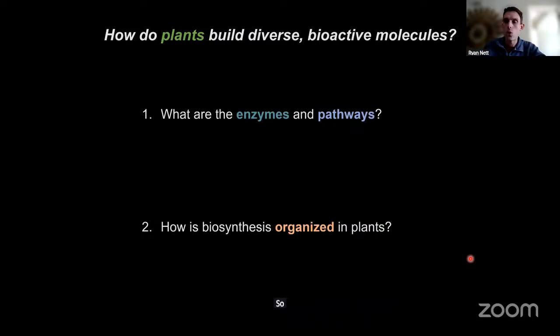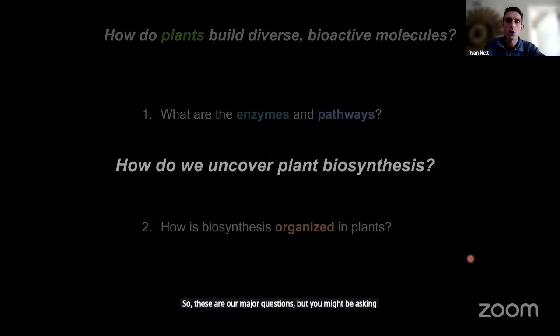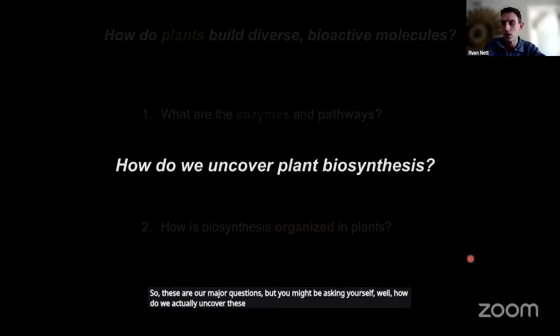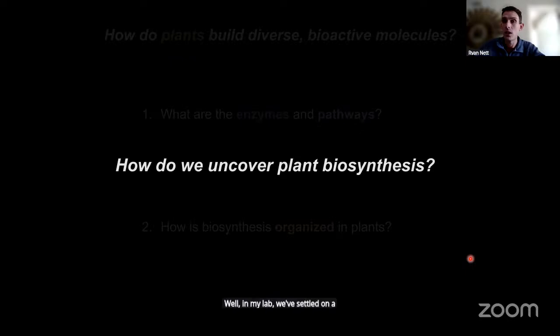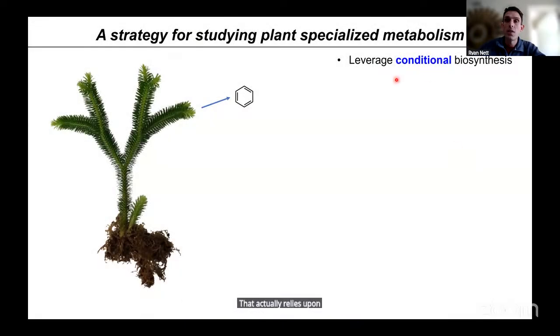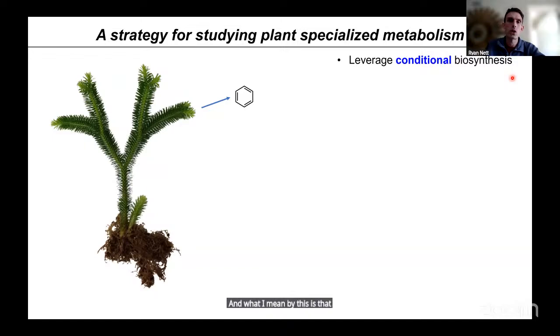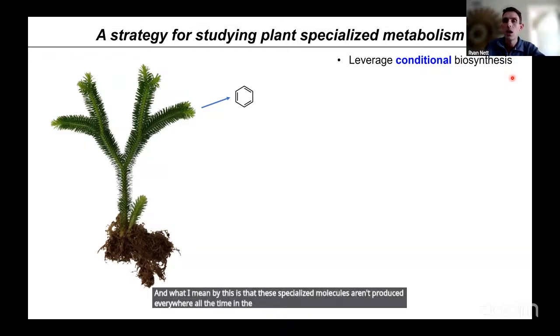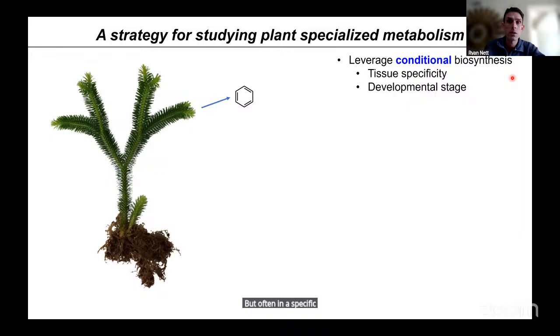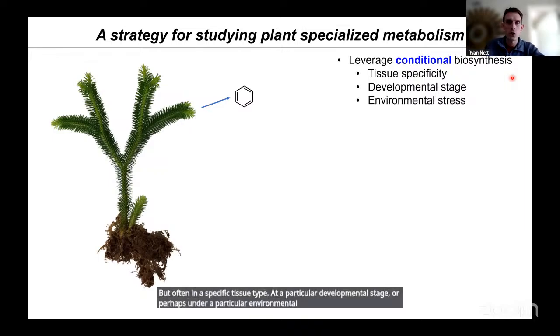So these are our major questions, but you might be asking yourself, well, how do we actually uncover these complex plant biosynthetic pathways? Well, in my lab, we've settled on a very effective strategy that relies upon the conditional biosynthesis of molecules that I mentioned previously with lobeline. And what I mean by this is that these specialized molecules aren't produced everywhere all the time in the plant, but often in a specific tissue type, at a particular developmental stage, or perhaps under a particular environmental stress. You could think of a caterpillar chewing on a leaf, inducing the production of a defense-related molecule.